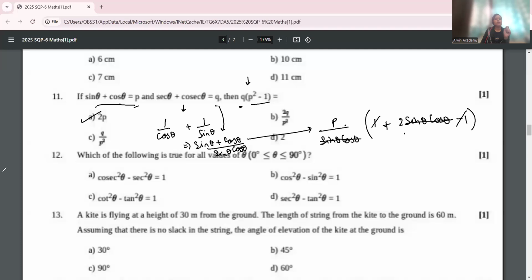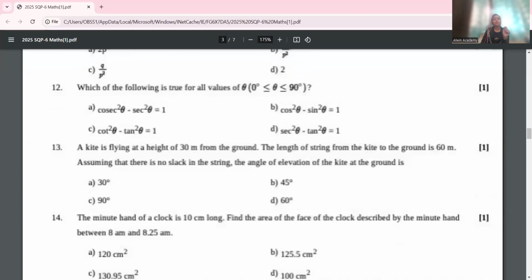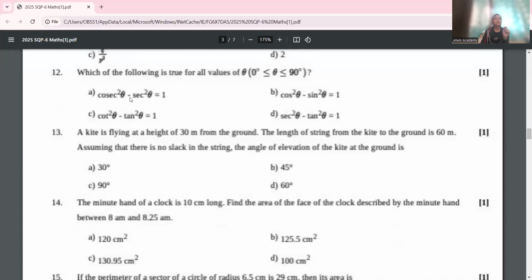Going to the next question, which of the following is true for all values of theta? They are basically asking us which of these is a trigonometric identity, and that is option number D, sec square theta minus tan square theta is 1.